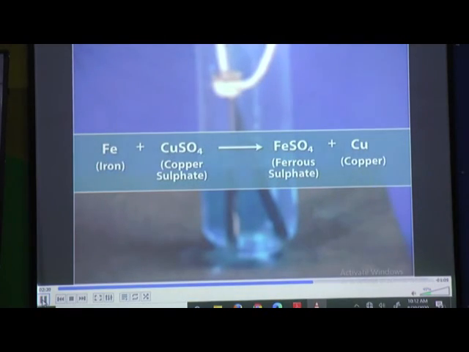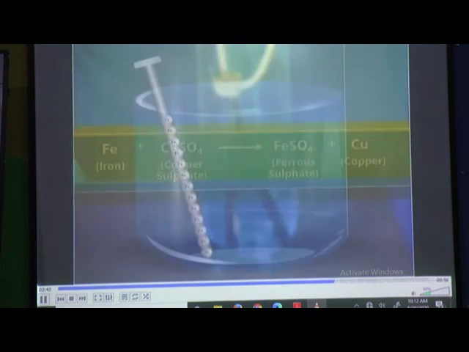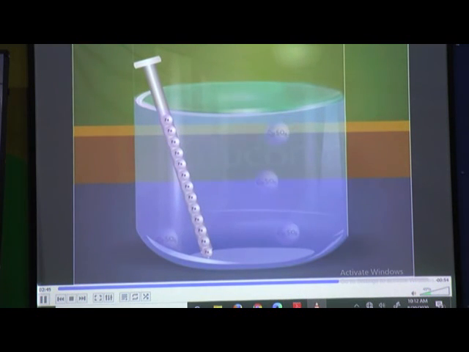When iron nails are dipped in copper sulfate solution, the iron metal reacts with copper sulfate, which results in the formation of ferrous sulfate and copper metal. In this reaction, iron being more reactive than copper displaces copper from the copper sulfate solution and forms ferrous sulfate, which fades the deep blue color of the solution. The displaced copper then deposits on the iron nails in the form of a reddish brown coating.